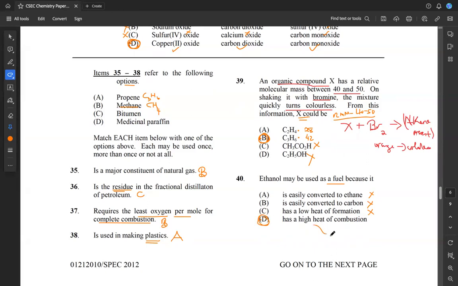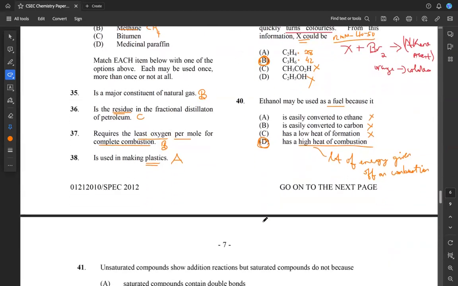And what this means in essence is that we're going to get a lot of energy given off when we combust it. And because a lot of energy is given off when we combust it, it's a very good fuel for us. We can use it to fuel different things, okay? So that's what makes it a good fuel, because it has a high heat of combustion, okay? All right, so 40 is D.